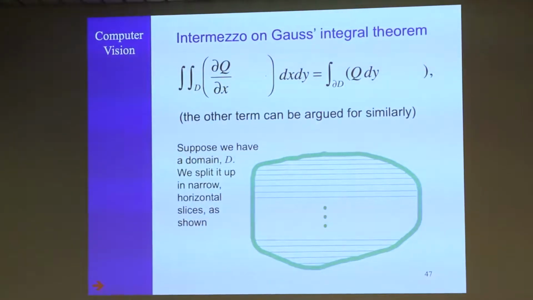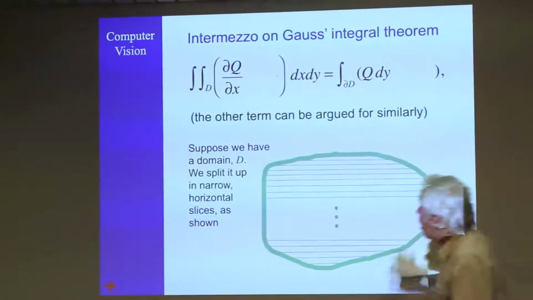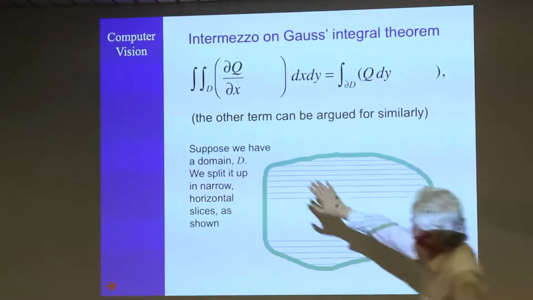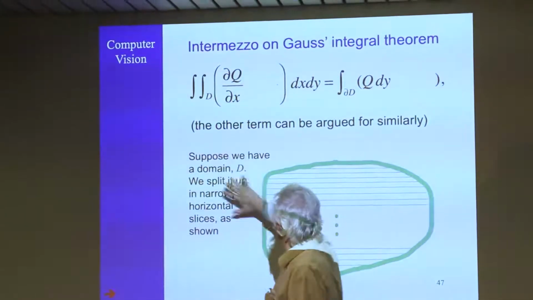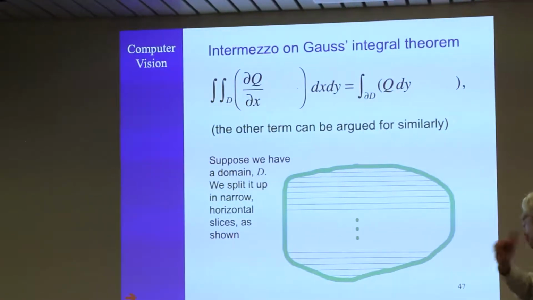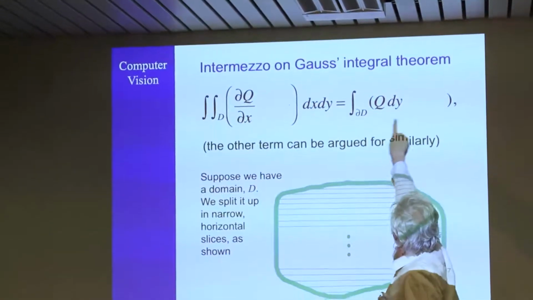Okay, suppose this is our domain, the green thing here. This is a two-dimensional region over which we want to integrate. So we have this first area integral across that entire domain. And now we are claiming that that actually should be the same as taking a contour integral q dy.